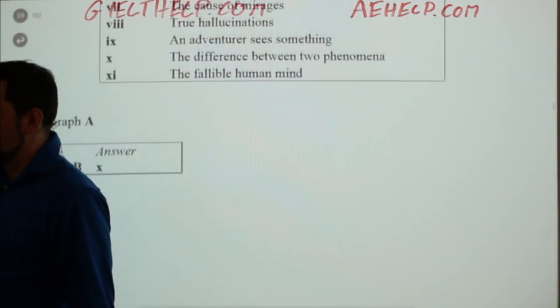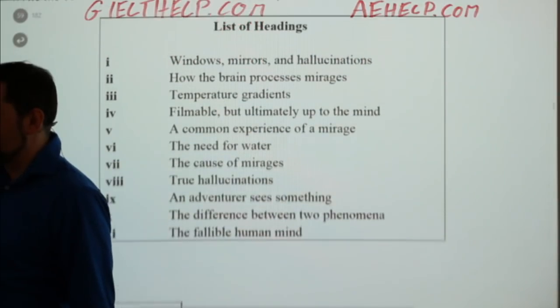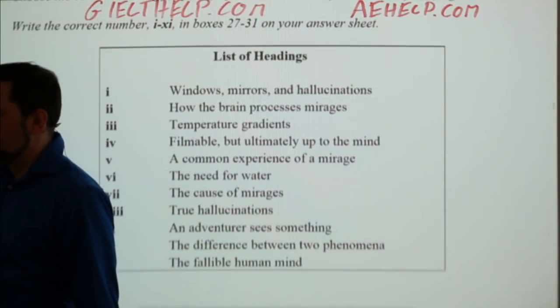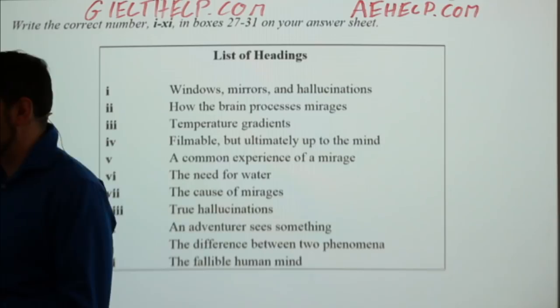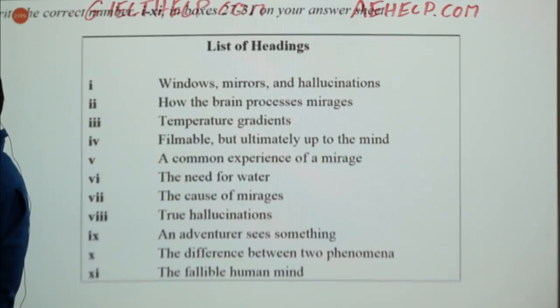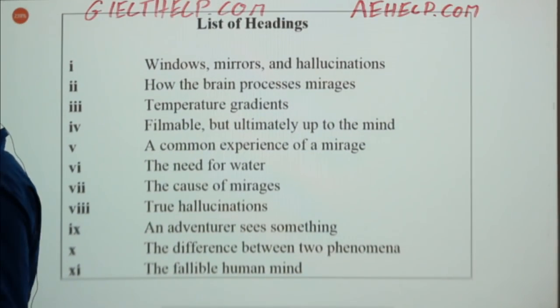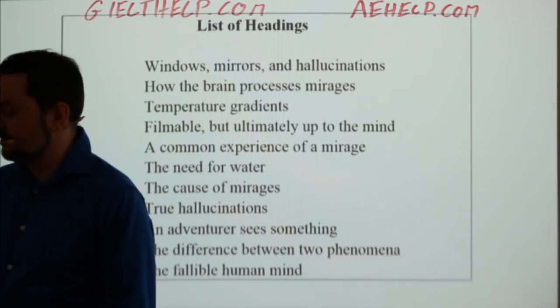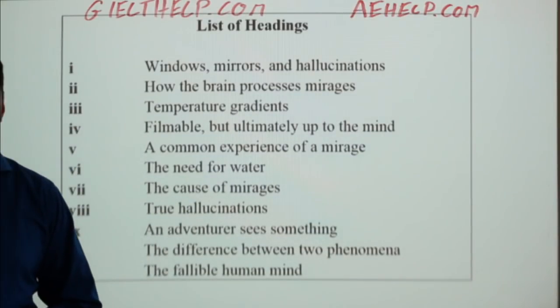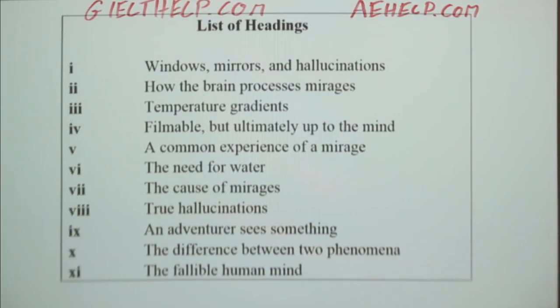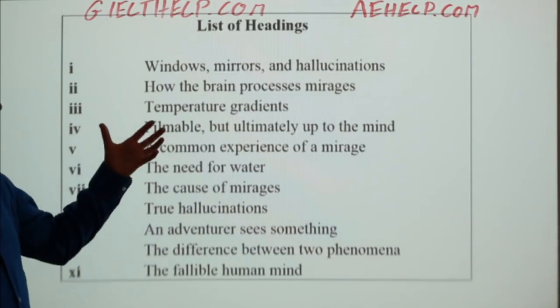Now, for mirages, we have one of the types of questions that a lot of people don't really like and find difficult, which is list of headings. Okay? So one of the strategies we'll look at, and I've looked at before as well, is list of headings. Now, list of headings, it's kind of a special type of question.